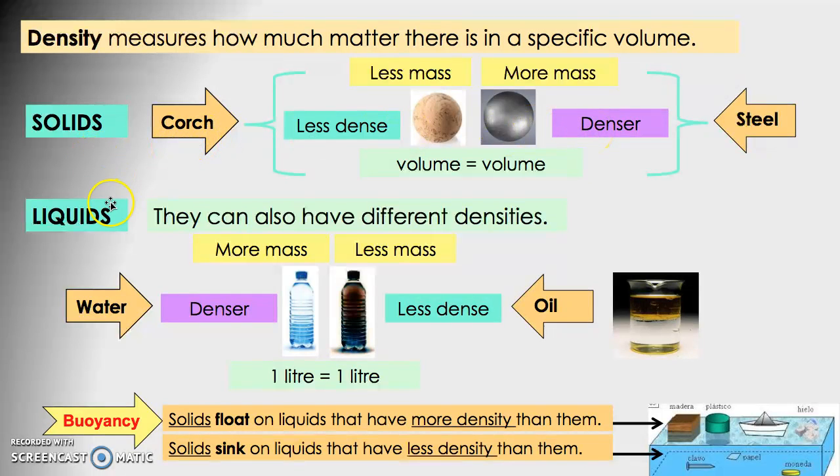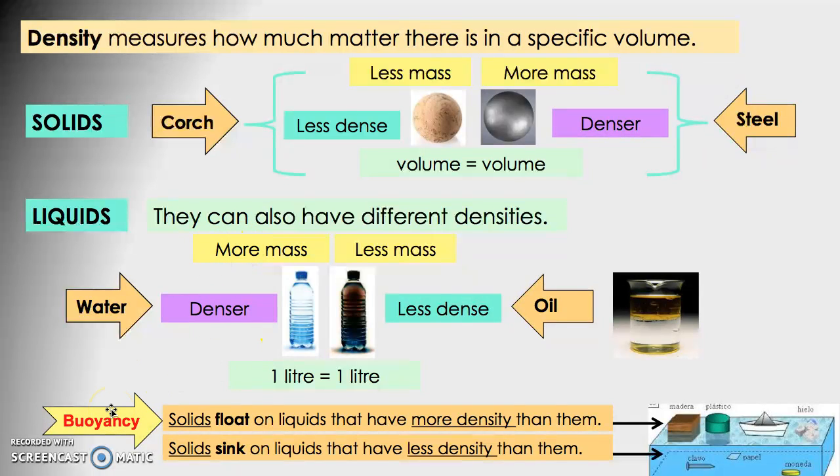On the other hand, liquids can also have different densities. For example, a liter of water and a liter of oil have got the same volume, but water has got more mass than oil. This means that water is denser than oil. We can see it in this picture. We can see that water is at the bottom and oil stays at the top because it's less dense than water.